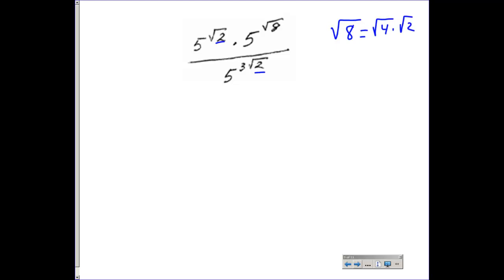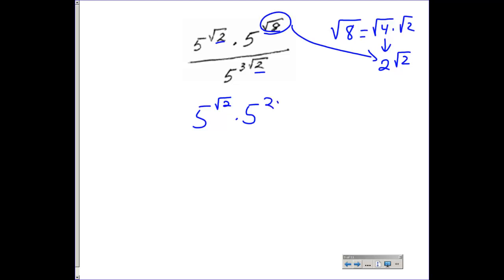However, it turns out that the square root of 4 is equal to 2, and I still have a times square root of 2 underneath there. So I'm going to rewrite that problem with 5 to the square root of 2 times 5, and instead of putting square root of 8, I'm going to put what it's equivalent to, which is 2 square root of 2. Now I have all square roots of 2, and then on the bottom I have a 5 to the 3 square root of 2 power.